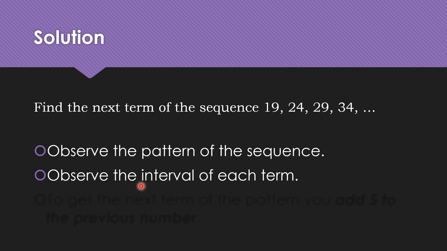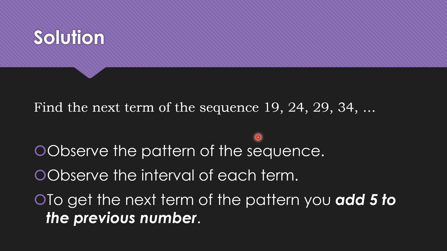And then, next is to observe the interval. So, titingnan natin yung interval ng bawat number or bawat term in the given sequence. So, from 19, naging 24. And then, 24, naging 29. And then, 29, naging 34. So, ano ba yung interval sa bawat term or bawat numbers? No? So, I think meron lang kayong sagot dyan. So, here, ang ating pattern na nakita dito is we add 5 to the previous number.